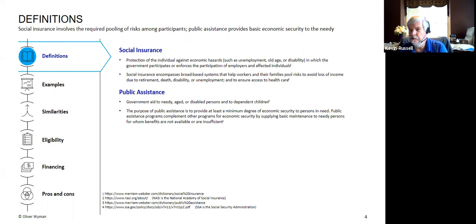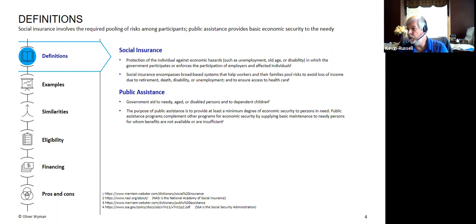And now for the definition of public assistance. The dictionary definition: government aid to needy, aged, or disabled persons and to dependent children. And this second definition is the purpose of public assistance is to provide at least a minimum degree of economic security to persons in need. Public assistance programs complement other programs for economic security by supplying basic maintenance to needy persons for whom benefits are not available or are not sufficient. And this second definition is from the Social Security Administration. It's from their Social Security Bulletin dating back to November 1944.